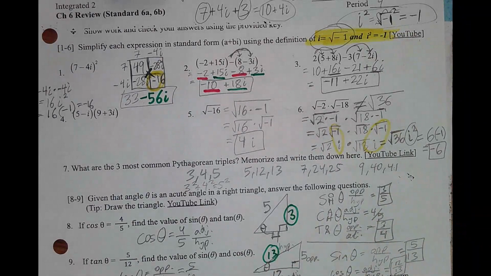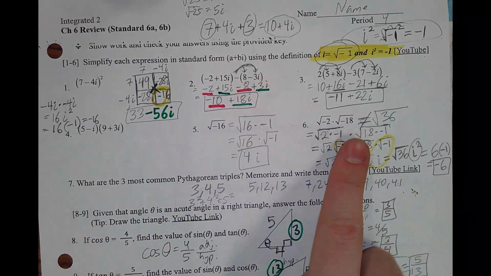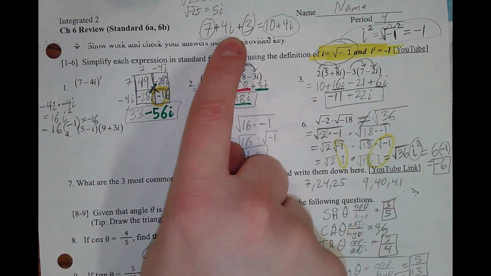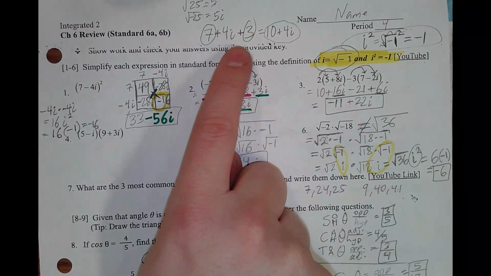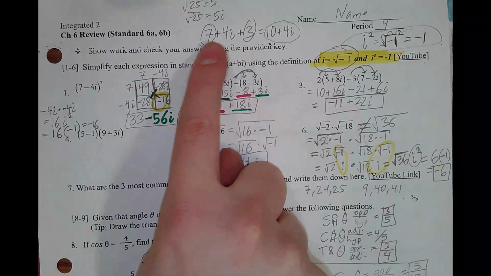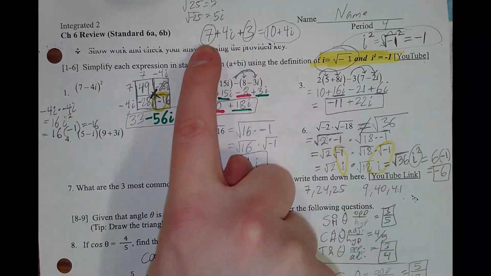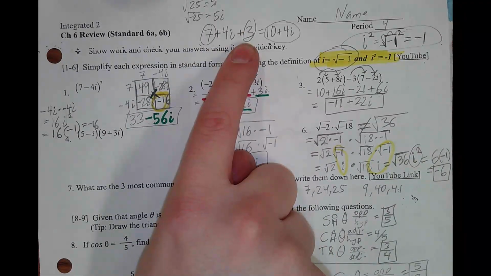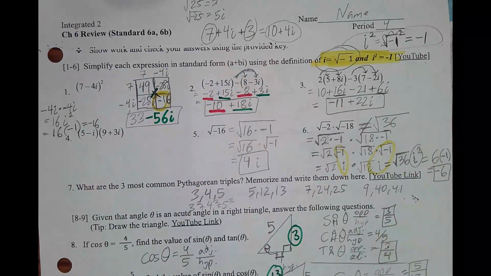So for number 1 through 6, just remember that you're dealing with imaginary numbers. If you're adding imaginary numbers, it's like adding 7 plus 4i plus 3. What's 7 plus 4i plus 3? You can only add 7 plus 3. The 4i is a variable. You can't add 7 plus 4i, but you can add 7 plus 3. So addition is very much like any algebra you've done in the past.